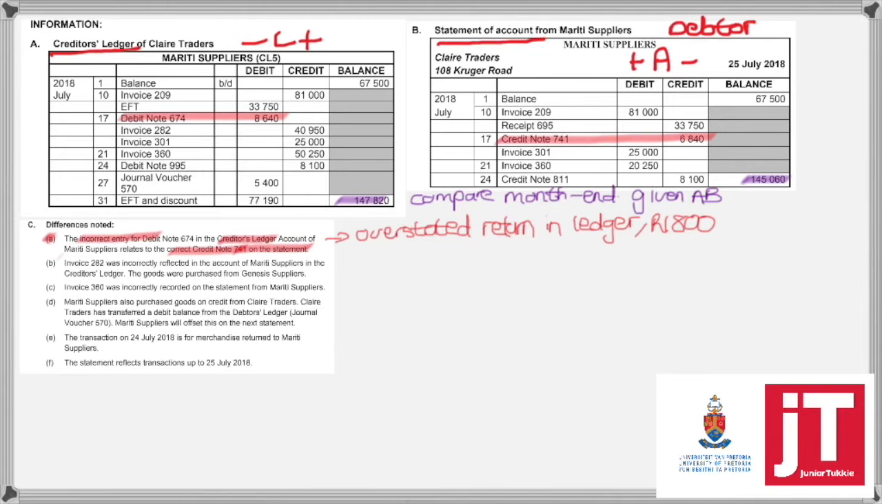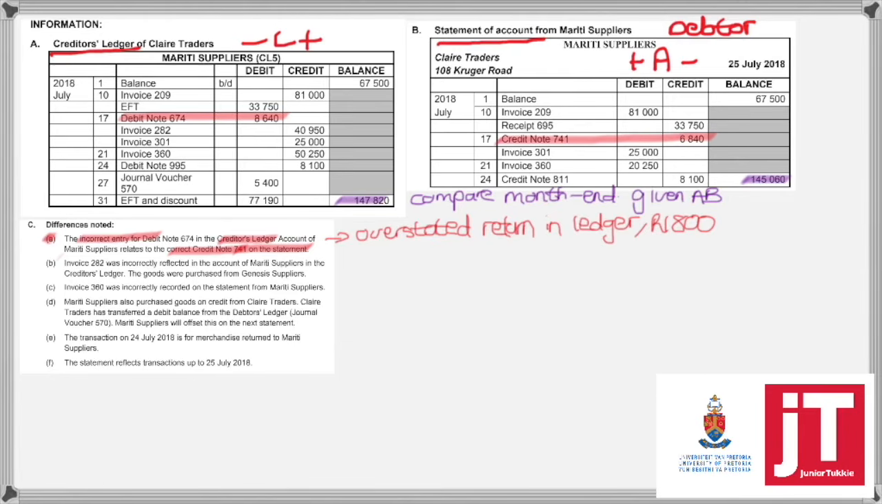Now, just a reminder, why is it debit note in the creditor's ledger, but when I look on the statement, it says credit note? The reason for that, we would issue our supplier with a debit note to show that we've returned items. They will issue us with a credit note to indicate that they've processed that transaction and that they've credited our account. So please make sure that you understand the difference.